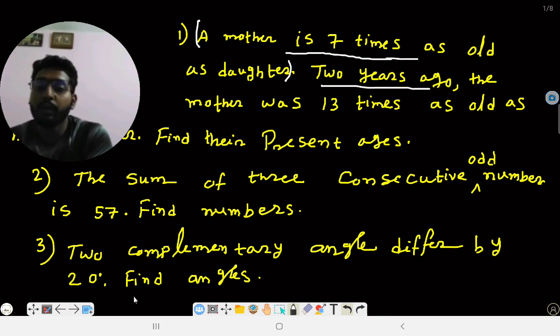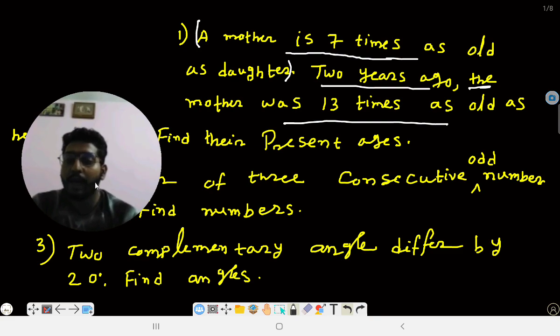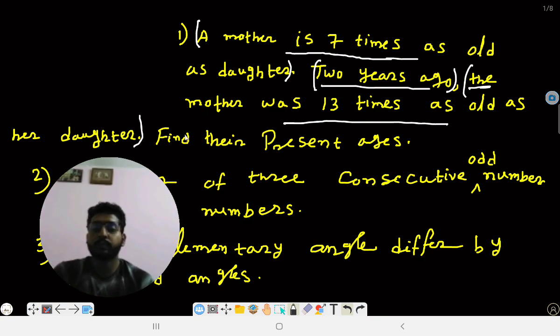So like this you have to read whatever is given in the word problem, step by step, and whatever conclusion you are getting, just write it down. From these two steps we have this type of conclusion. Now the next step: the mother was 13 times as old as her daughter. Now this is the third step. So that means 2 years ago the mother was 13 times as old as her daughter.